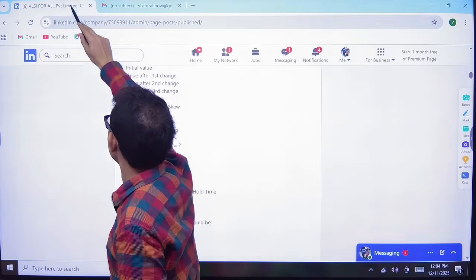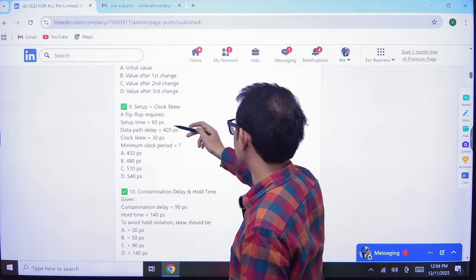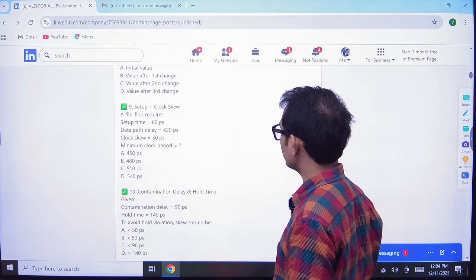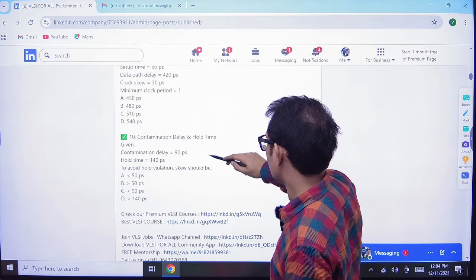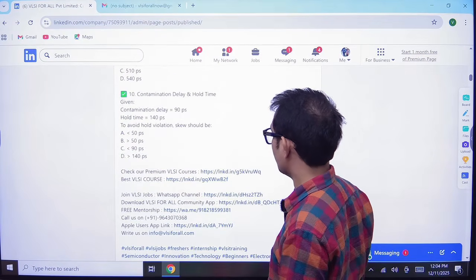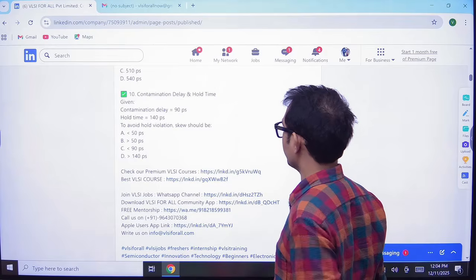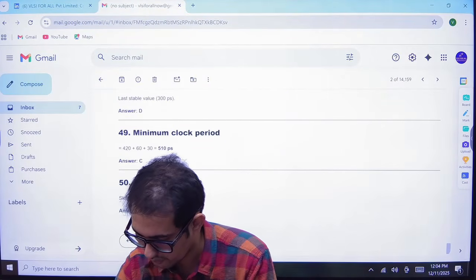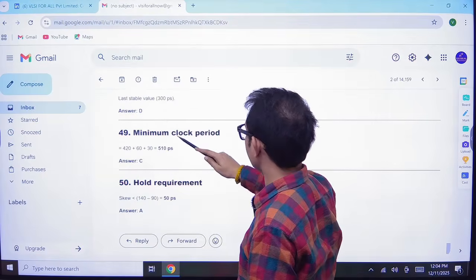Minimum clock period is here. We just have to add everything, right? So yeah, but see the formula, that is important, right? Here they have not written the formula. If you check, you will get one formula also, right?